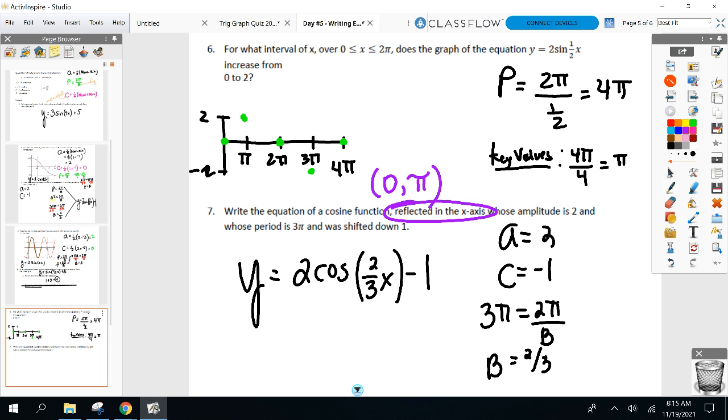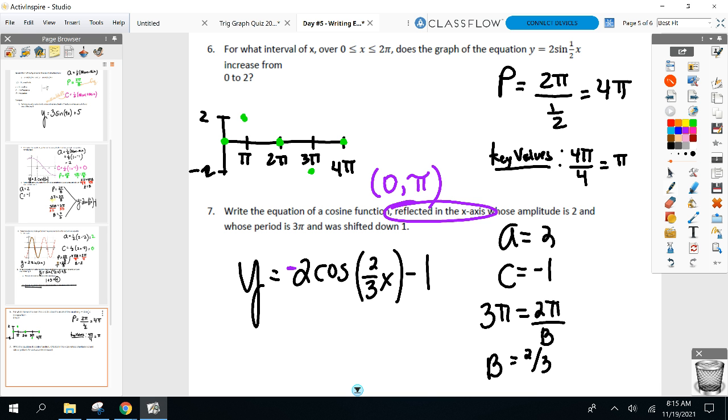Reflected in the x-axis. What have we seen when we had to flip? Negative. Where? Amplitude. There you go. So make sure we got a negative in front of our a value. Remember that tells you you've got to flip, right? That's the one little detail left. Reflected in the x-axis, we got to make sure I put a negative in front of the a value.